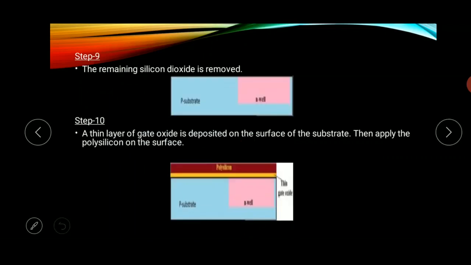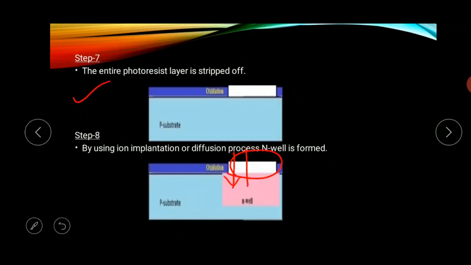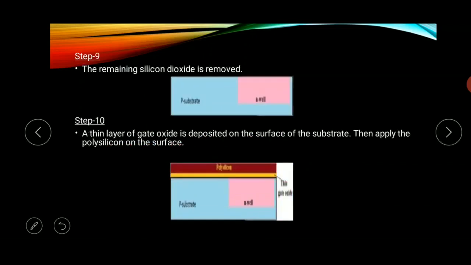Then in step 9, the remaining silicon dioxide is removed, meaning these layers. This remaining silicon dioxide layer is removed and we get this structure. In step 10, a thin gate oxide is deposited on the surface of the substrate.